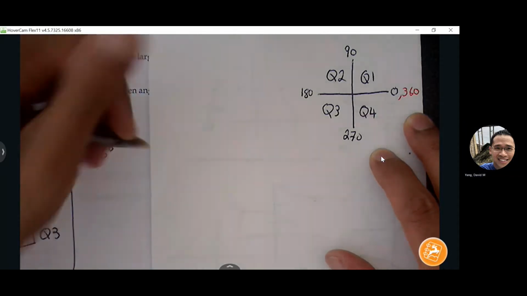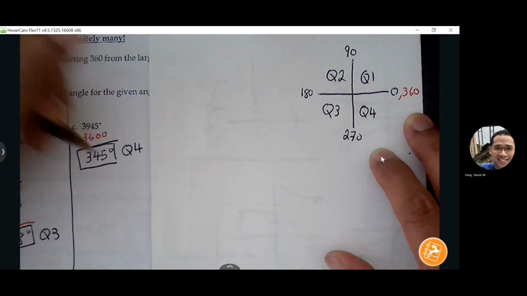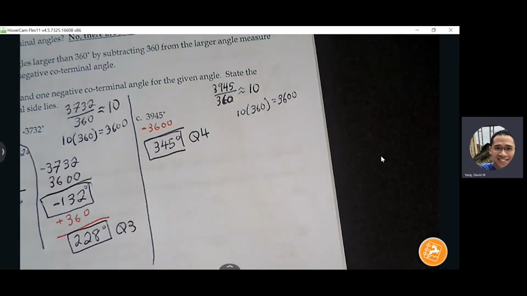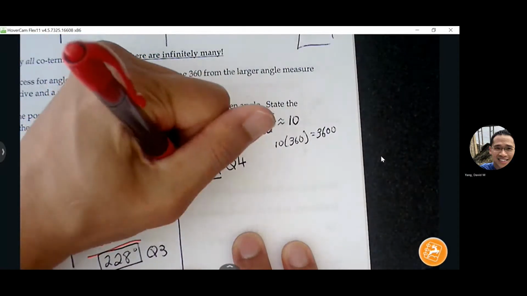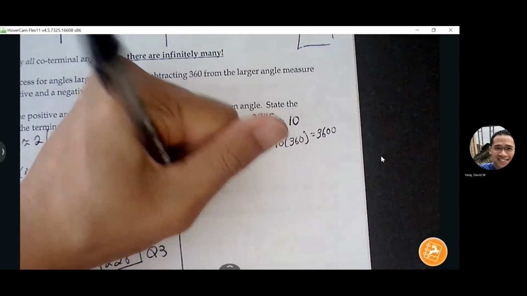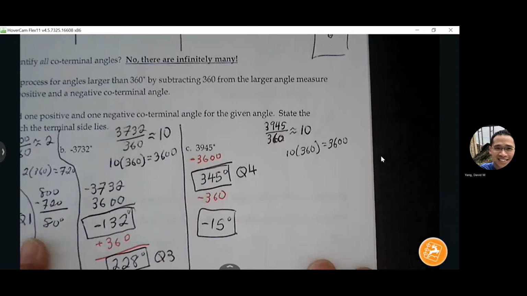Quadrant. And you quickly find the negative version by just subtracting 360 again. Yes, question.